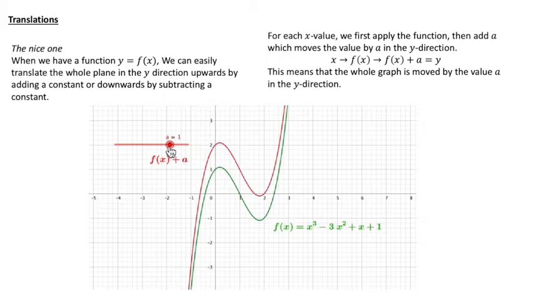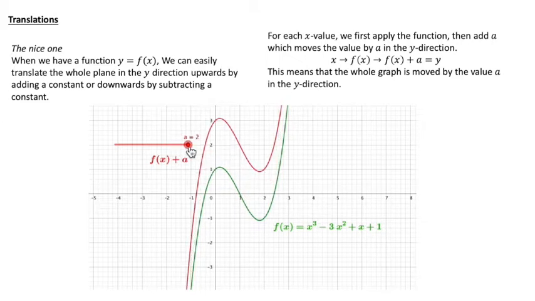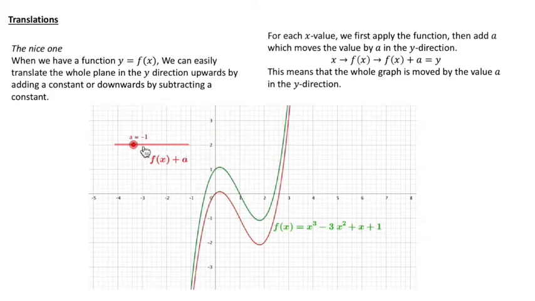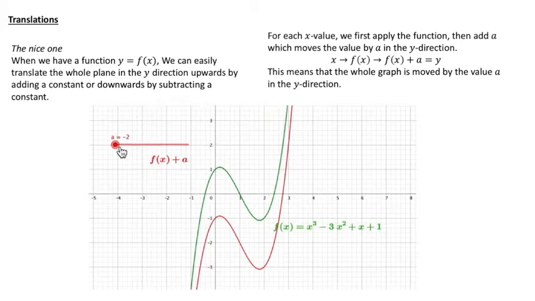and we can see that when we're adding 1 to f of x, it moves up by 1. When we add 2, it moves up by 2. So this is why I call this the nice one, because it is pretty straightforward what it does. It just lifts the graph by whatever the value is. And we can have negative lifts, of course.